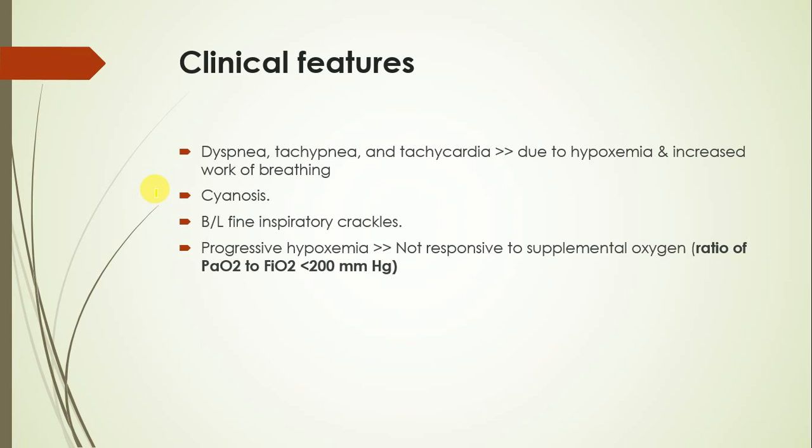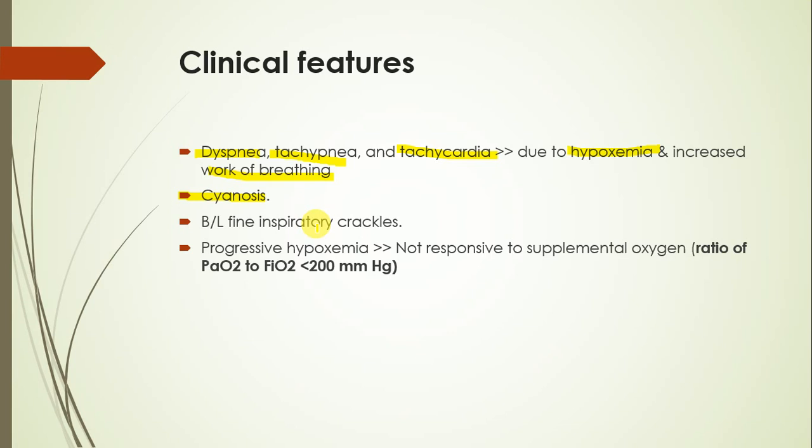Now let's talk about the clinical features. In this patient, we had dyspnea, tachypnea, and tachycardia. All of those happen due to hypoxemia and an increased work of breathing. Why increased work of breathing? Because whenever there is fluid in the alveoli and in the interstitium, the lungs become congested and stiff, and it's very hard to expand a lung that has a lot of fluid. So there is a decrease in pulmonary compliance, leading to an increased work of breathing. It's very hard for someone with ARDS to take an easy breath. The breathing becomes heavy and tough. The patient also had cyanosis, probably due to hypoxemia.